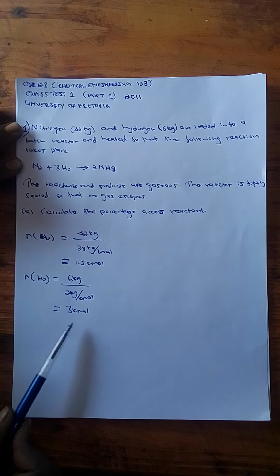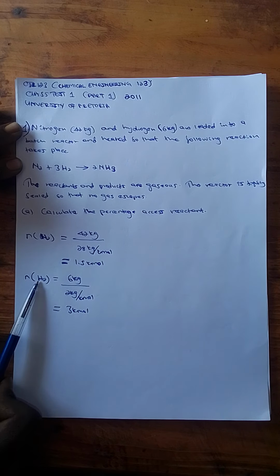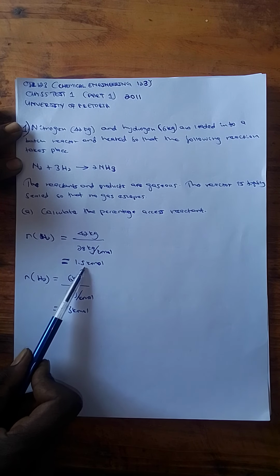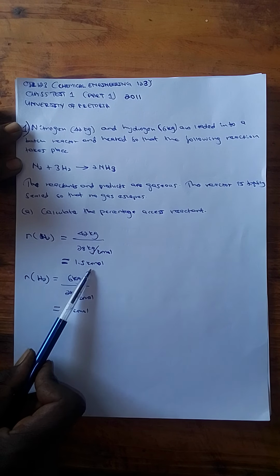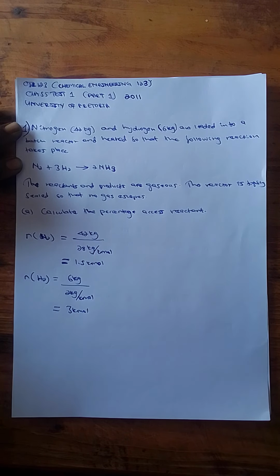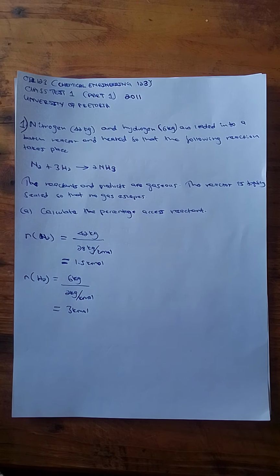So if we have 3 kilomole of hydrogen, we would have expected to have 1 kilomole of nitrogen, but then we have 1.5 kilomole of nitrogen. That then tells us that the nitrogen is actually in excess, and the H2, or rather the hydrogen, is then limiting. So moving further, then we're going to make sure that we calculate.